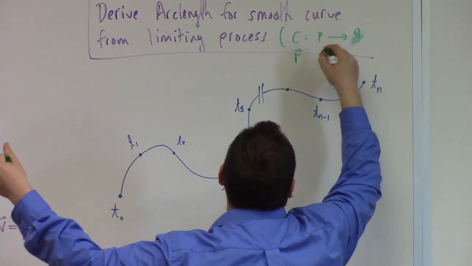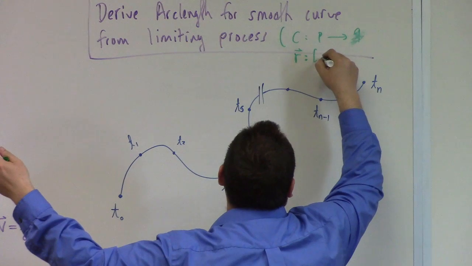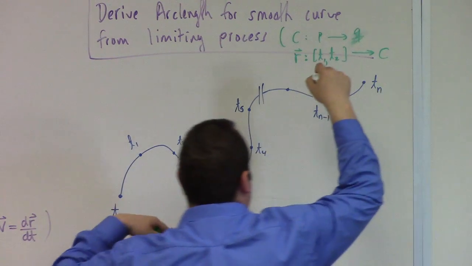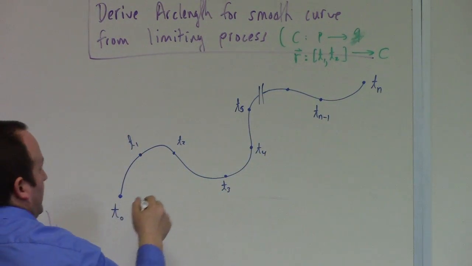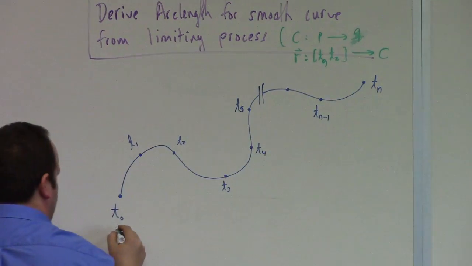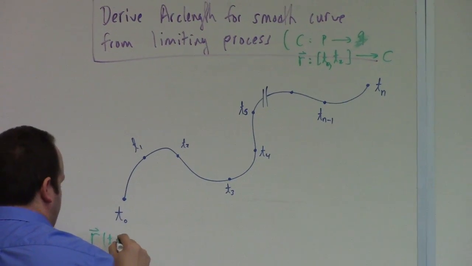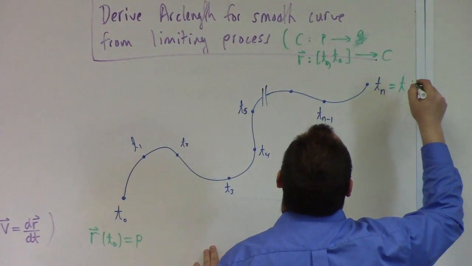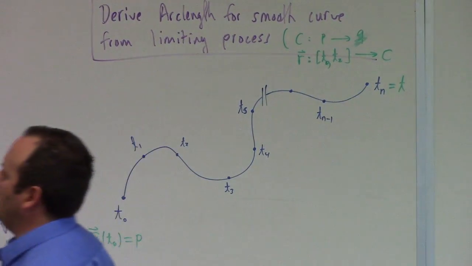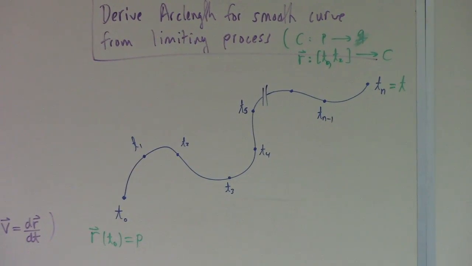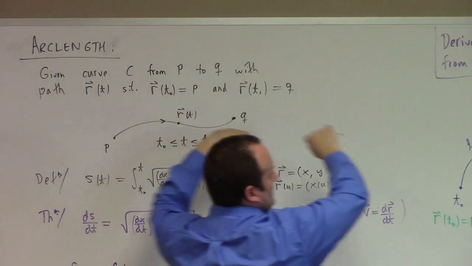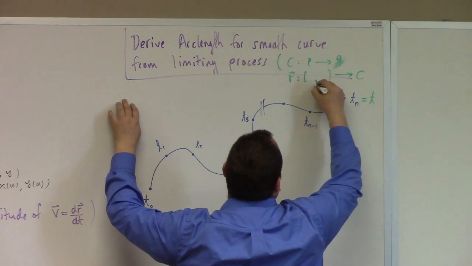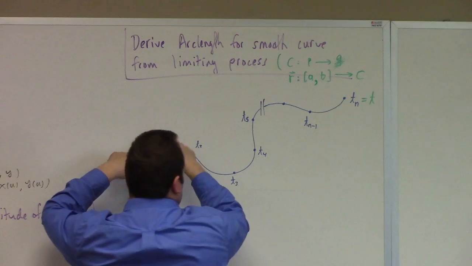And you've got r such that you're basically taking the interval and mapping it to the curve C. So what I'm trying to say is that r of t_0 is equal to my initial point P. And r of t_n, well, unfortunate language. I'm sorry, I'm going to have to go back to a and b, because I don't want to connect it to this enumeration of the t's.